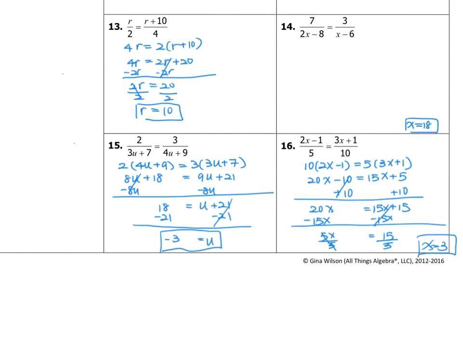Verify your answers. Okay, so complete this page and then upload it to the homework, the online work submission page. I will look at it and get back to you.